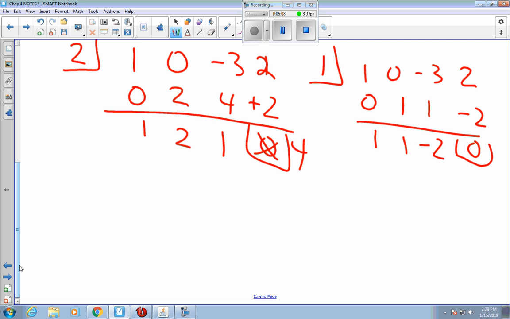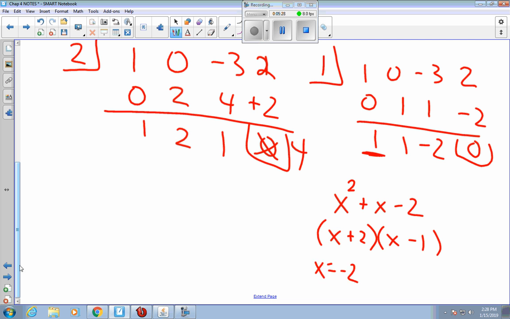So remember, if I start with an x cubed, this one has what power value? X squared. So this is x squared plus x minus 2. To factor it, I have x plus 2 and x minus 1. So x equals negative 2, x equals 1. And I already have that original 1. So my solution set is negative 2, 1. And that is a double root, or it has a multiplicity of 2.